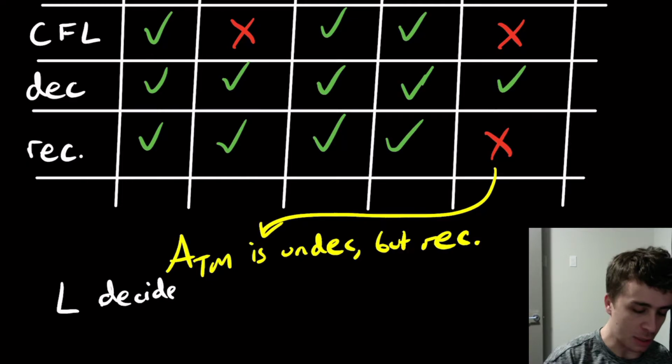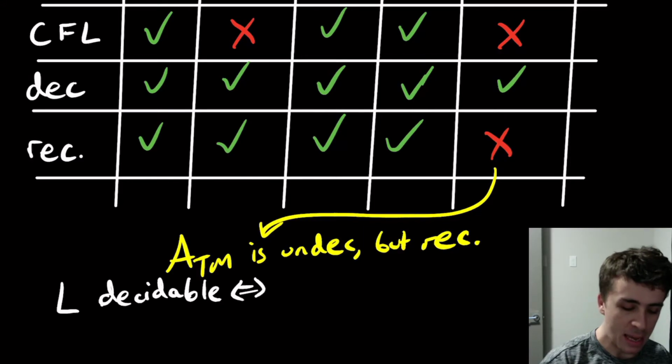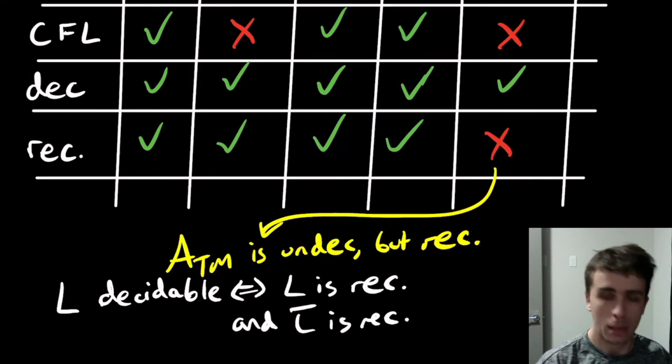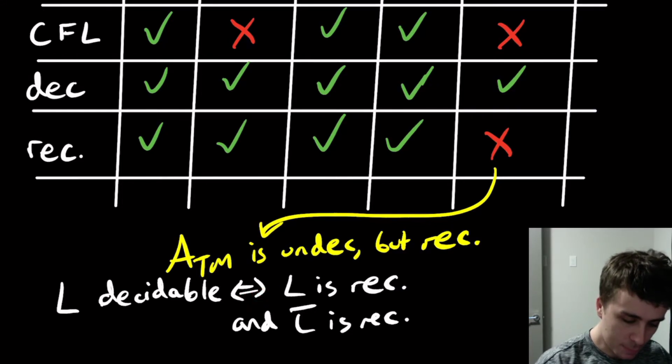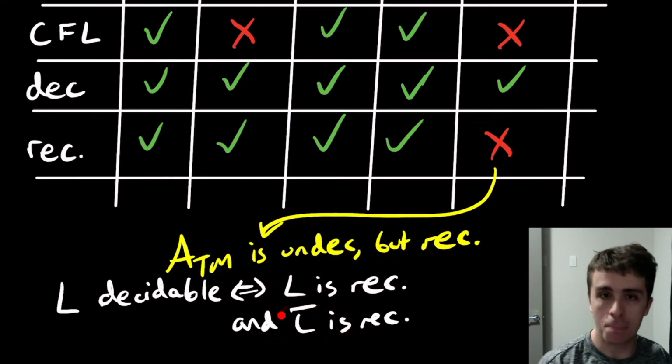Actually, I'll say it this way: a language L is decidable if and only if it is recognizable and its complement is recognizable too. So this tells us that if the complement of ATM was recognizable, then ATM would be decidable, but that's not true. So ATM is recognizable, but ATM complement is not recognizable. That means that recognizable languages are not closed under complement.